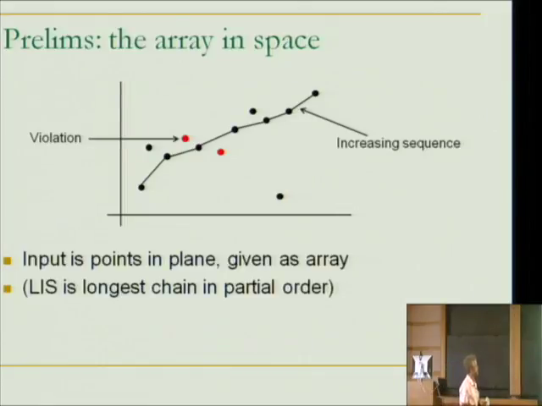All right, and then there's a notion of what we call a violation. A violation is a pair of points which are out of order. Okay, so that pair of red points is called a violation.